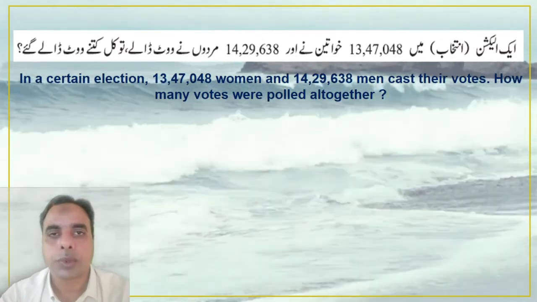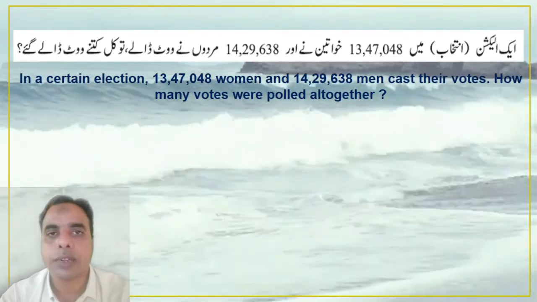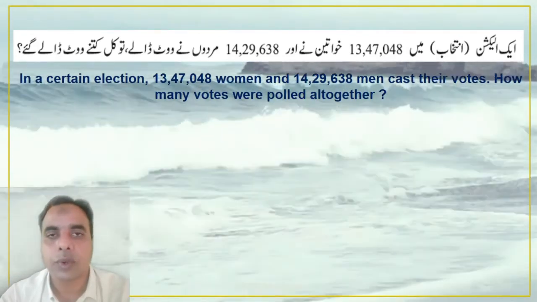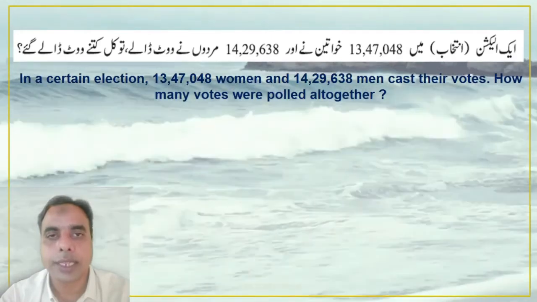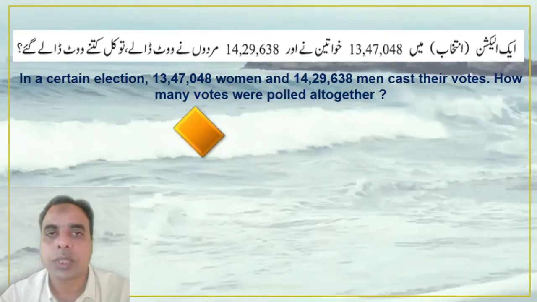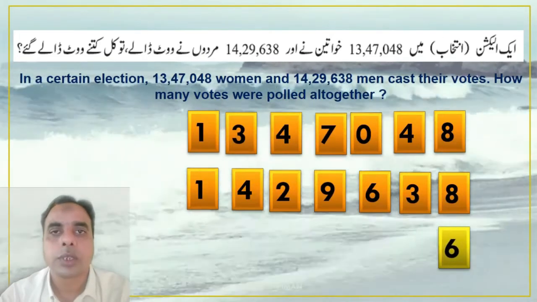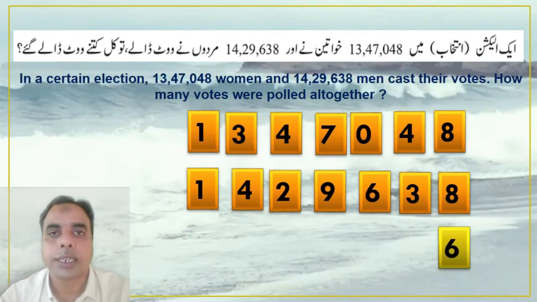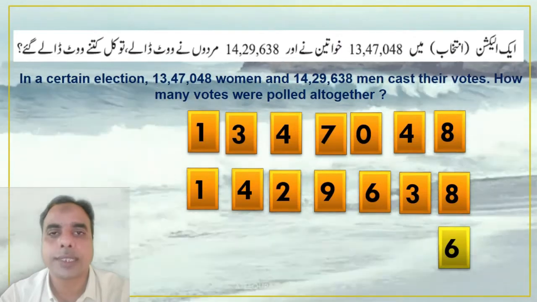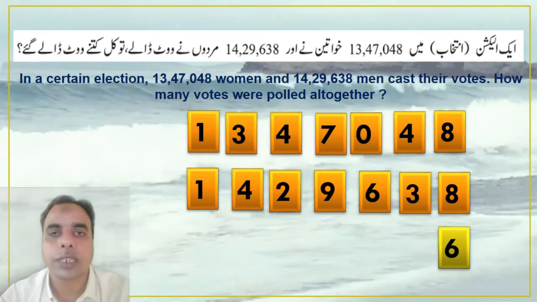So here is a question. In a certain election, 13,47,048 women and 14,29,638 men cast their votes. So how many votes were polled together?